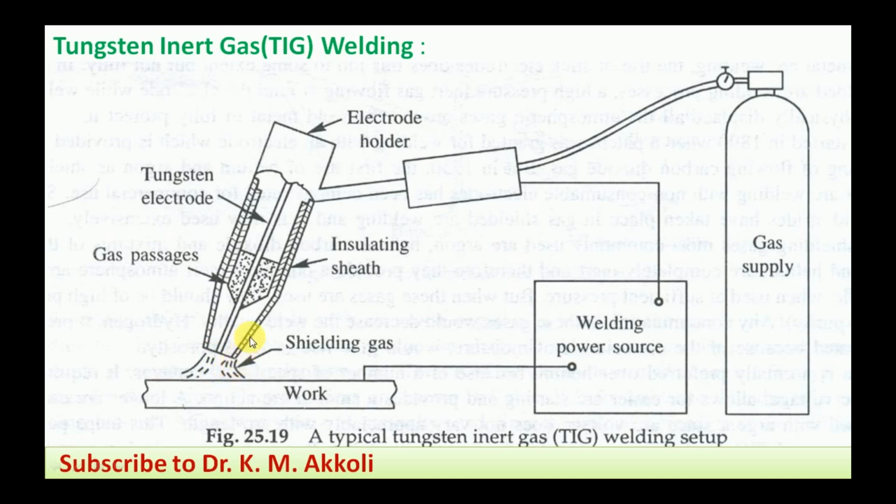For a period of a few seconds, the electrode is momentarily withdrawn to a somewhat larger distance, and the arc does not continue. Then the gas seals the molten metal. Like this, the welding takes place in tungsten inert gas welding.